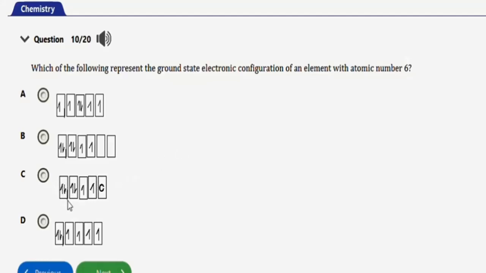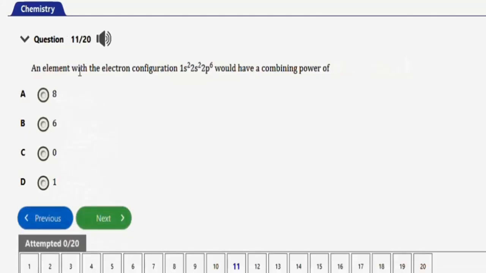Yeah, so option C will be the right option to this question. Very important, guys, in case it gets repeated. So the next question will be this one. It says an element with the electron configuration would have a combining power of 0.